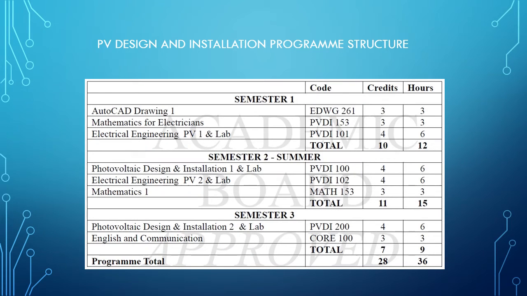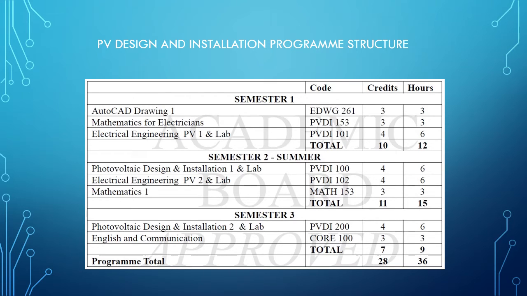Well, first of all, I'm going to give you an overview of the program. There are several courses. The program spans over 3 semesters. In semester 1, you're going to do AutoCAD drawing, mathematics for electricians, electrical engineering, PV1, and lab. In semester 2, we're going to do photovoltaic design and installation 1 and lab. You're going to do electrical engineering, PV2, and lab, and mathematics 1. And then in semester 3, we're going to do photovoltaic design and installation 2 and lab and English and communication.